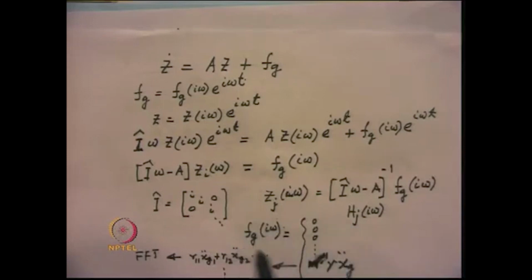And Fg(i omega) can be obtained from the FFT that I mentioned before, and how we get the individual components or elements of this vector when we have the R matrix, we had discussed before. That means typically one element of this vector would be of the form R11 x double dot g1 plus R12 into x double dot g2 and so on.